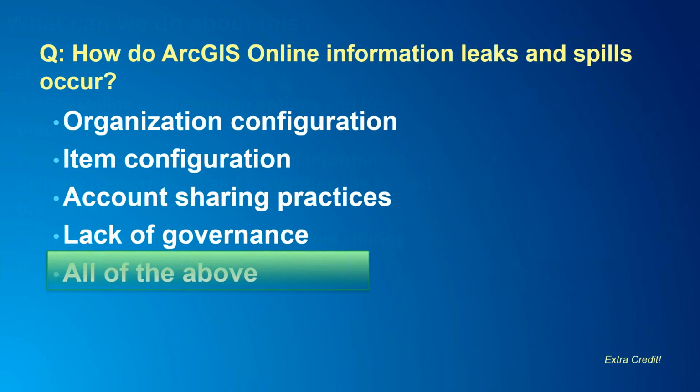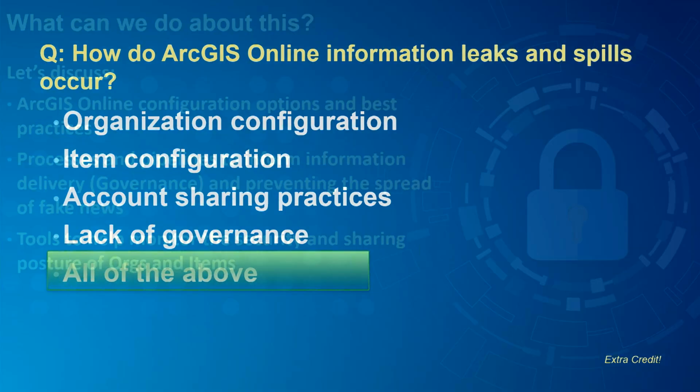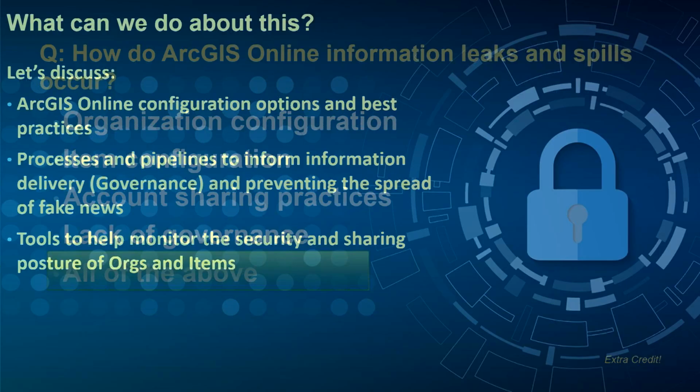So when we think about those kind of options there, it's really a trick question, because the answer really is all of the above contribute to information leaks and spills to ArcGIS Online. So with that in mind, what can we do about this? That's the entire point of this conversation that we're having today.